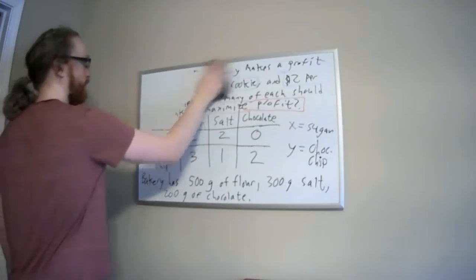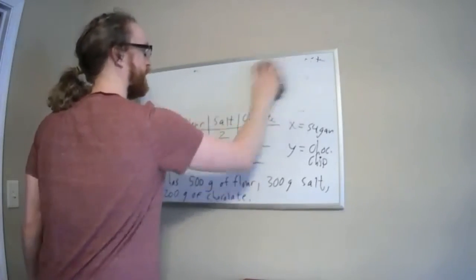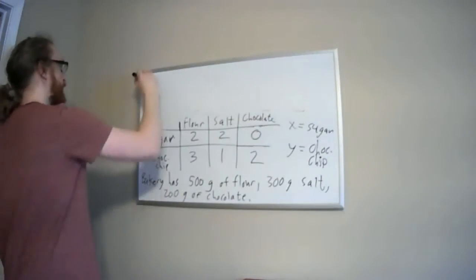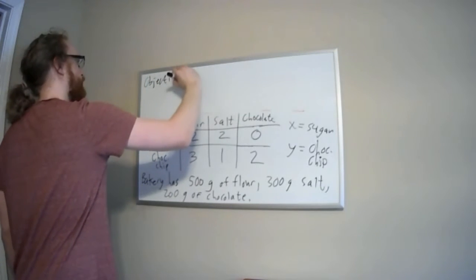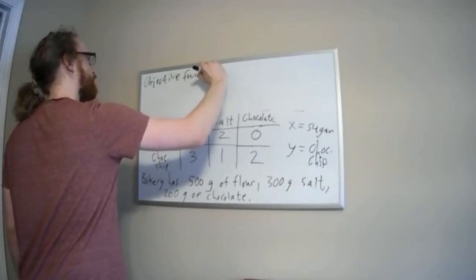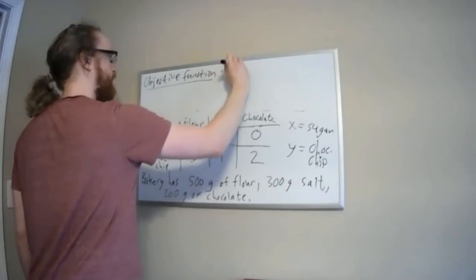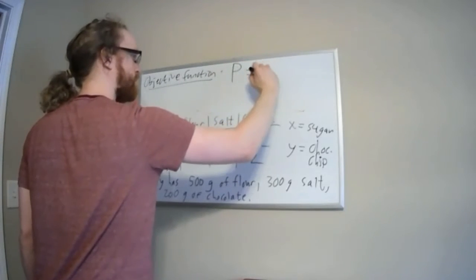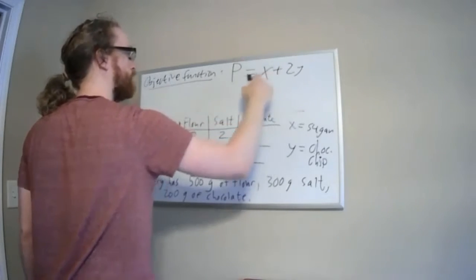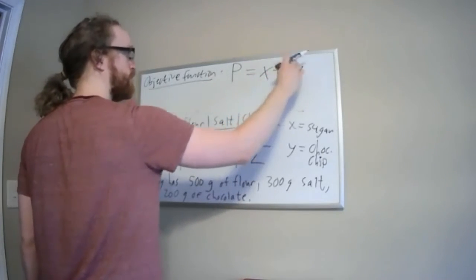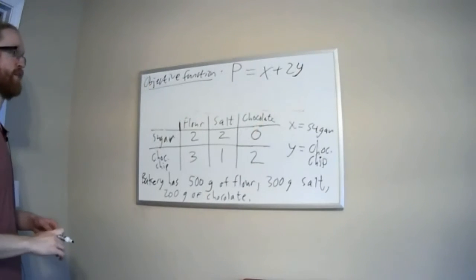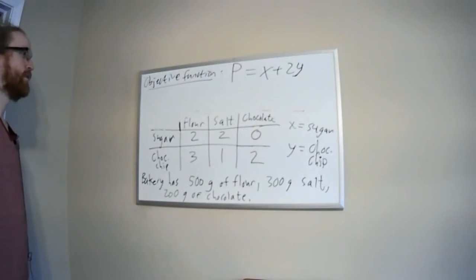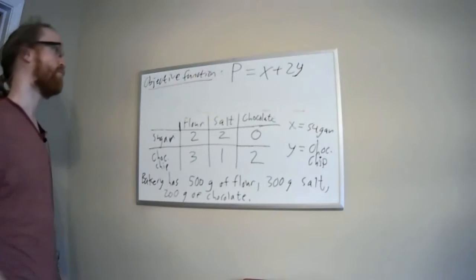So the profit is x plus 2y. So I'm going to write P for the profit, and I'll write objective function, so we know what's what. P for profit is x plus 2y because I make $1 per each sugar cookie and I make $2 for each chocolate chip cookie. Okay, so there's my objective function. This is the thing I want to maximize because it represents profit.